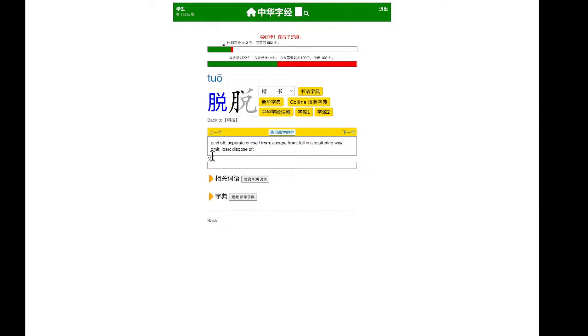脱 means to peel off, separate oneself from, escape from. It's basically that you get something off something. Okay, that's called 脱. Yeah? For example, you take off clothing, called 脱衣服. 脱衣服.